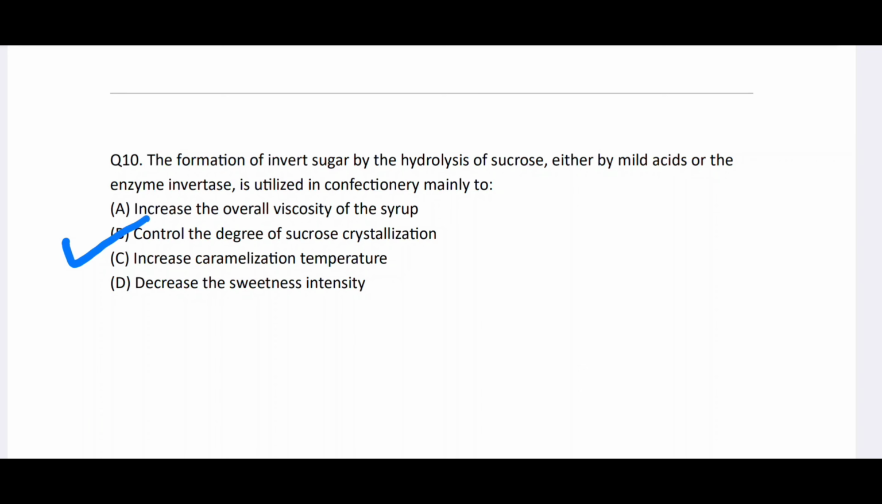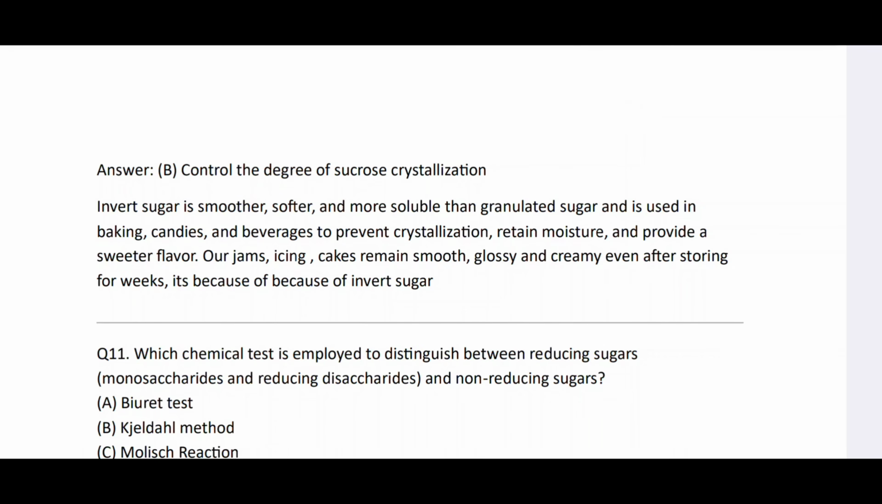So let's understand this. Invert sugar is smoother, softer and more soluble than the granulated sugar. So that's why it is being used in baking, candies and beverages to prevent crystallization. And since it retains moisture and provides a sweeter flavor, it is very widely used in jams, icing and cakes to make them smooth, glossy and creamy.